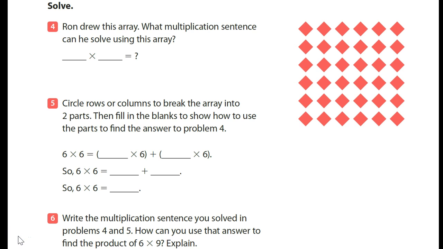It says Ron drew this array. That's this one right here, okay? He drew that one. What multiplication sentence can he solve to use this array? So what's the multiplication for this array right here? Someone tell me? Go ahead. So obviously 6 is first because I have 1, 2, 3, 4, 5, 6 rows. Times what? 6, because I have 6 in each row. 1, 2, 3, 4, 5, 6. 6 times 6.